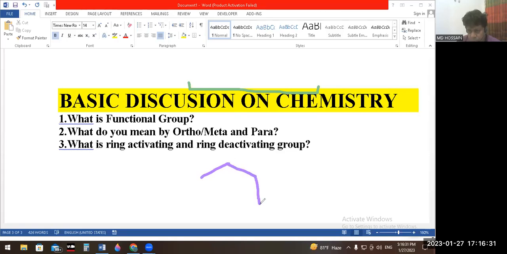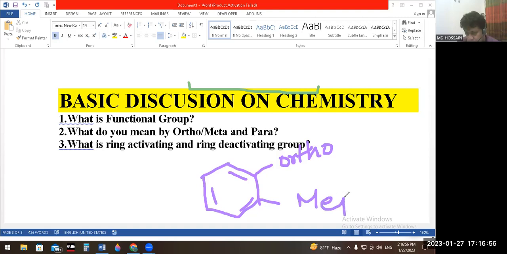This is our benzene ring. If we draw it correctly, then this one is the ortho position. Ortho. This one is the meta position, and this one is the para position. So there are three positions in a benzene ring: the ortho position, meta position, and para position.